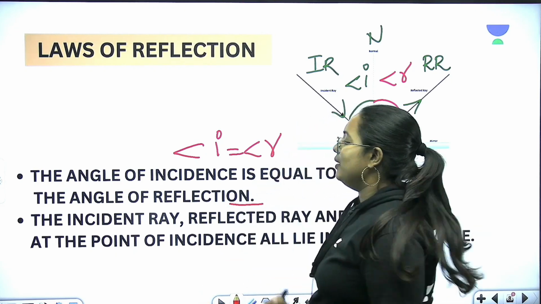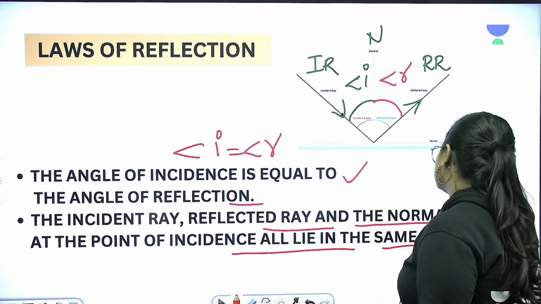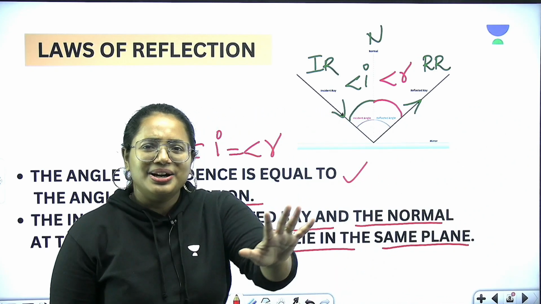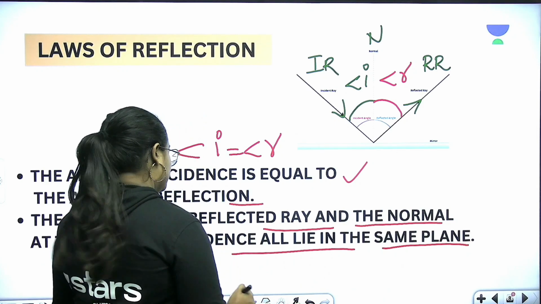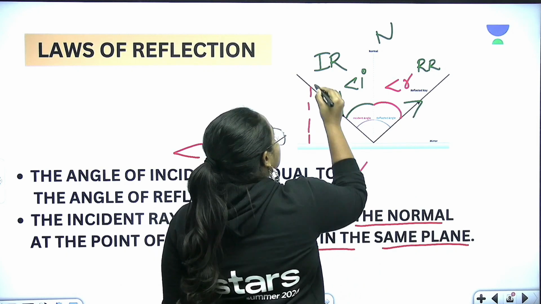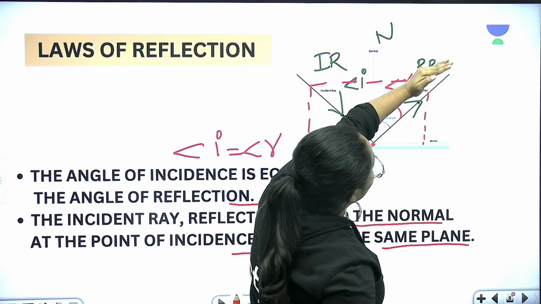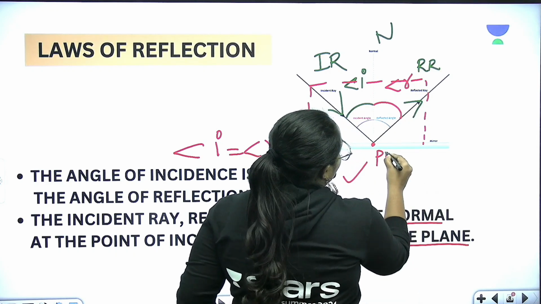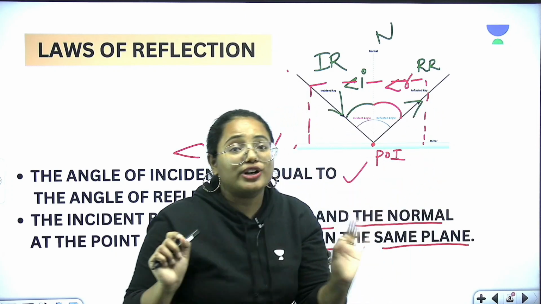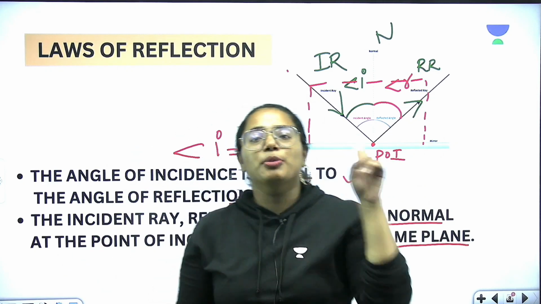Got it? Similarly, what is the next one? The incident ray, reflected ray and the normal at the point of incidence all lie in the same plane. Oh, that is a bit confusing, right? Don't worry at all. Let me break it down for you. Here we are going to find the vertical plane. Look at it, I am considering a vertical plane here. The incident ray, normal and reflected ray at the point of incidence all lie in the same plane. The same plane has been marked with red dotted lines here. This is the vertical plane I meant. Okay, I hope you are clear with the point, and now we are moving towards the next one.